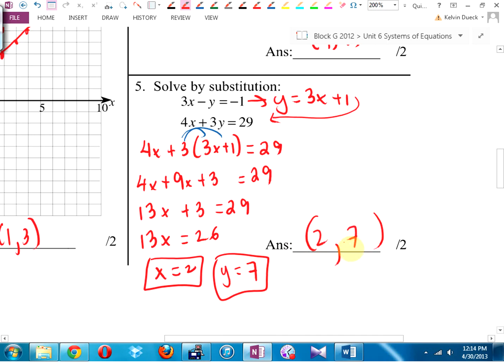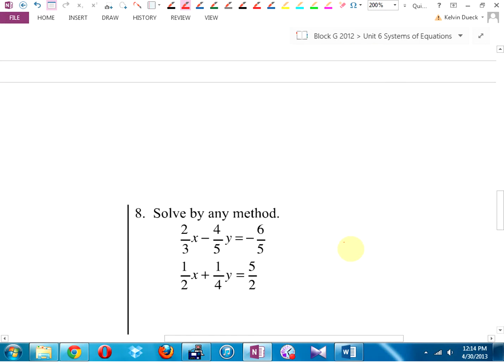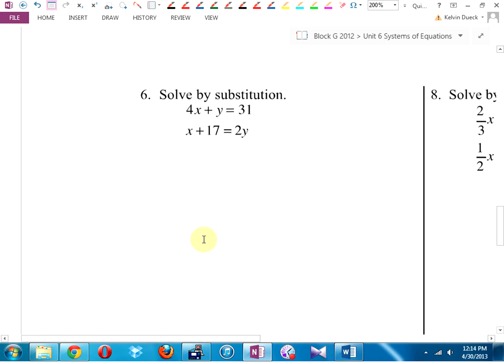1 mark. Half mark off if you used elimination instead of substitution. Turn the page.